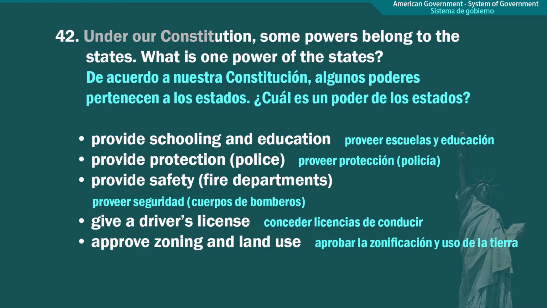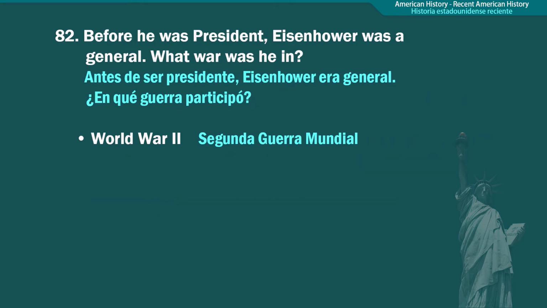Under our Constitution, some powers belong to the states. What is one power of the states? Provide schooling and education. Provide protection. Police. Provide safety, fire departments. Give a driver's license. Approve zoning and land use. Before he was president, Eisenhower was a general. What war was he in? World War II.